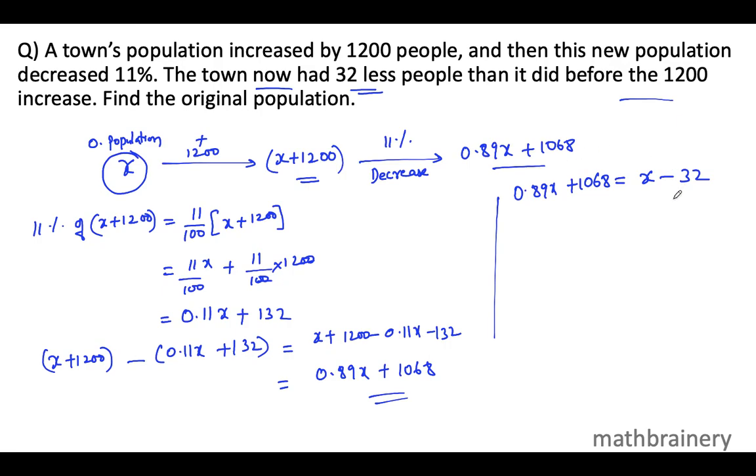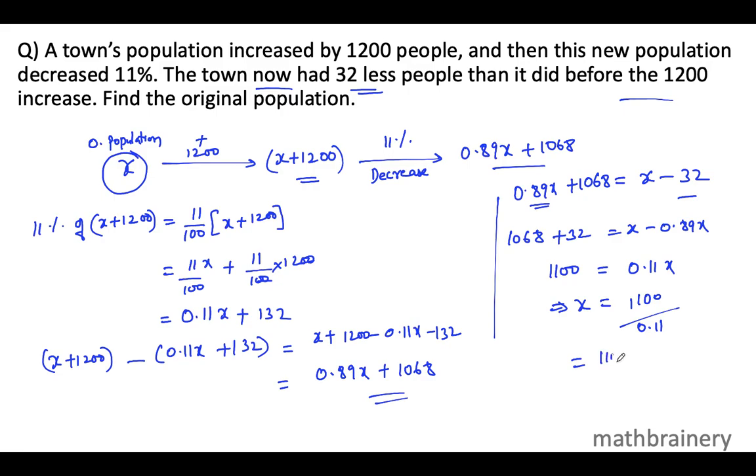Let us transpose 0.89x to the right hand side and negative 32 to the left hand side. You get 1068 plus 32 is equal to x minus 0.89x. This 1068 plus 32 is 1100, x minus 0.89x is 0.11x. So what does this imply? X must be equal to 1100 by 0.11, which is 1100 into 100 by 11, that's 10,000. So the original population or the initial population of the town is 10,000.